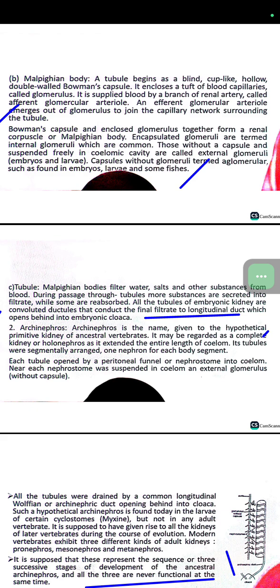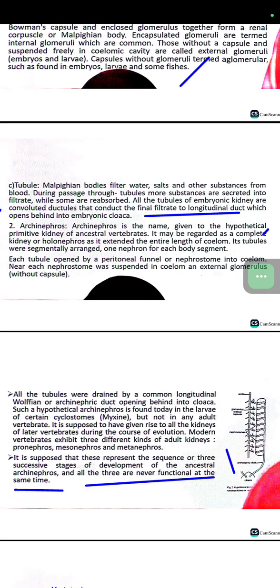Archinephros is the name given to the hypothetical primitive kidney of an ancestral vertebrate. It may be regarded as a complete kidney. Holonephros extended along the entire length of the coelom. Its tubules are segmentally arranged, one nephron for each body segment.